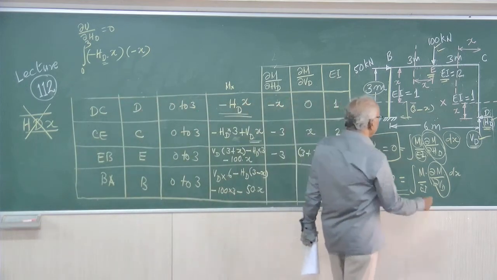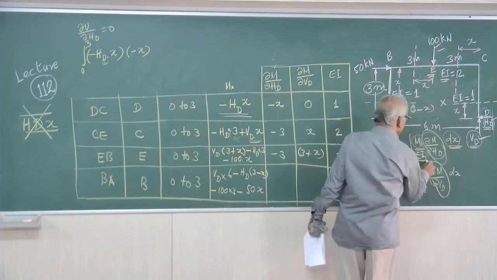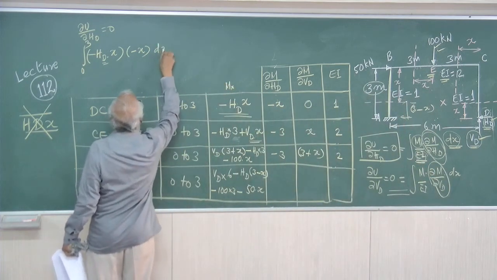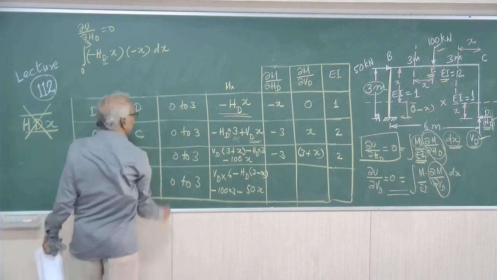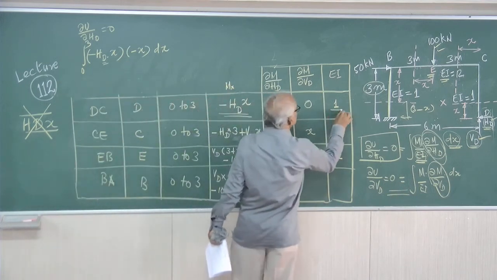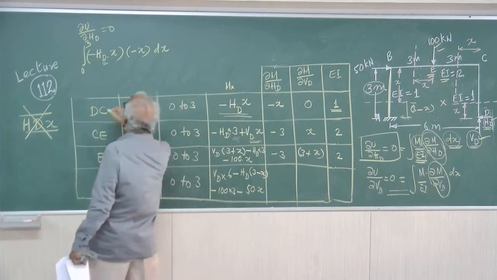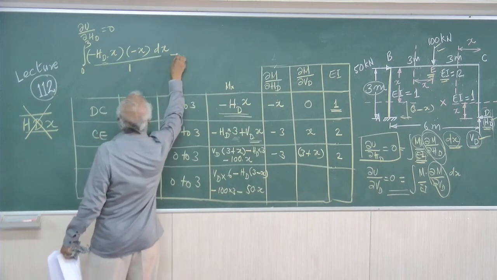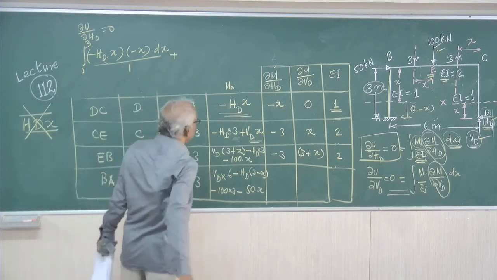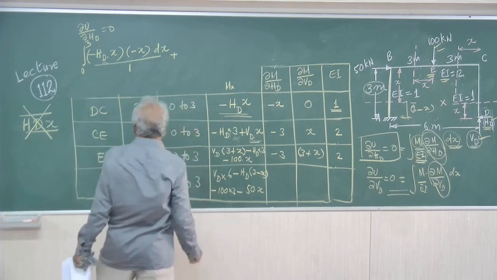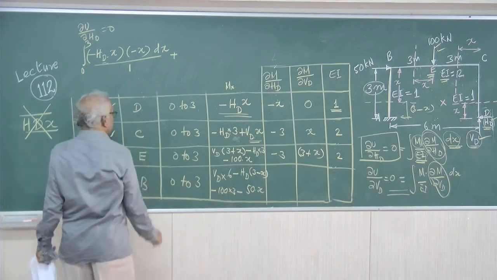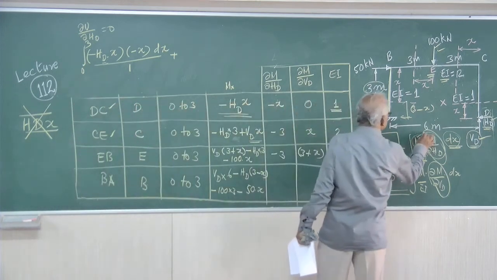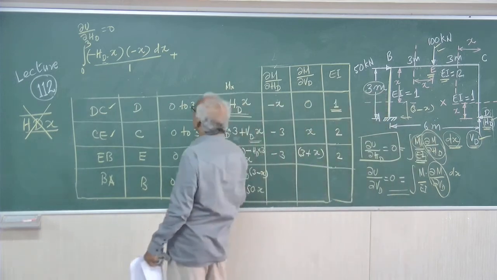Integral dx by EI, so for this EI is 1, so by 1. Plus, for the second portion, that is for only DC, again Mx equal to minus Hd into x.